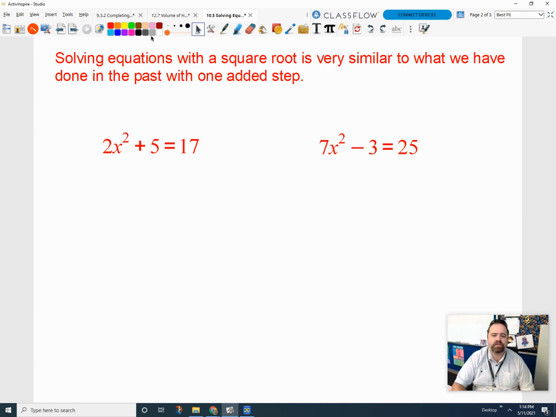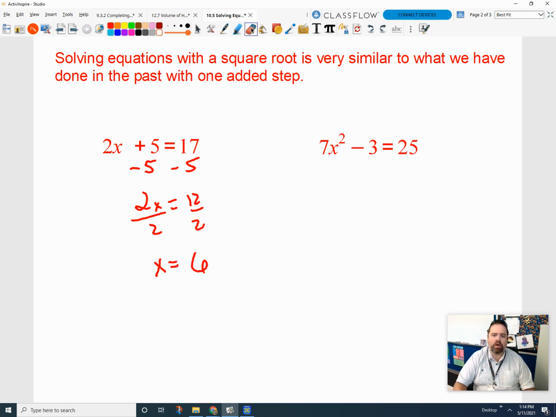What I kind of need you to do in a case like this is think of the square not actually being there. Okay, and that's the equation I'm asking you to solve. So you would do your normal steps of subtract 5 here. Okay, so that gives you 2x is 12. And then you divide by 2, and you get x to be 6.